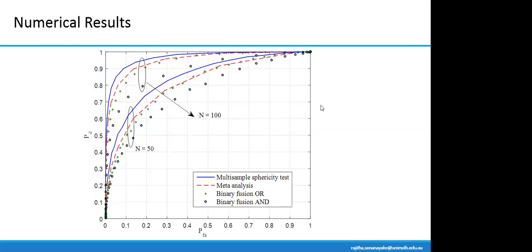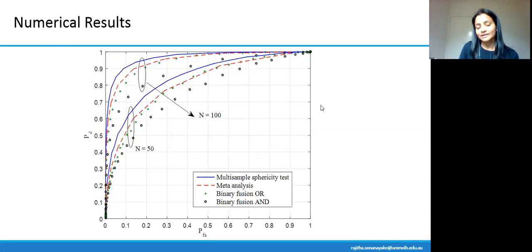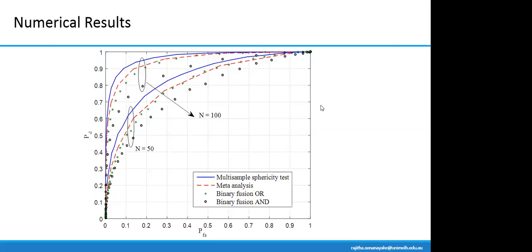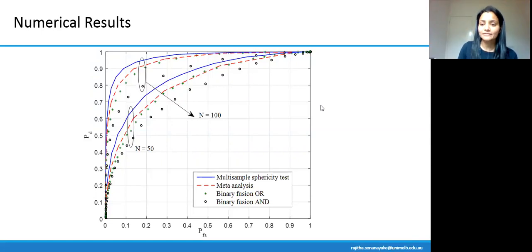And is there any difference between the central scheme versus decentralization? If we can put the central scheme on top of the same curve, how best would that be compared to the others? Yeah, actually, that is right. So I should have included that too. Of course, that has much better performance than the multi-sample sphericity test. Unfortunately, I didn't include a plot here. Sorry.